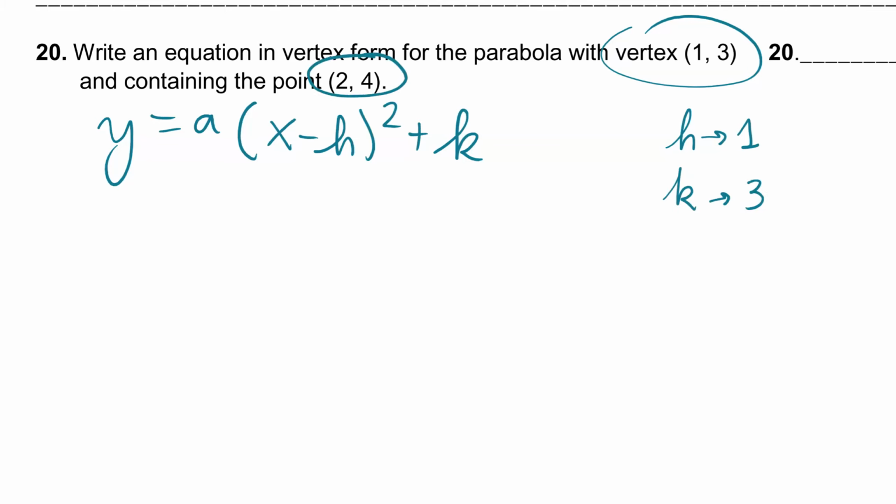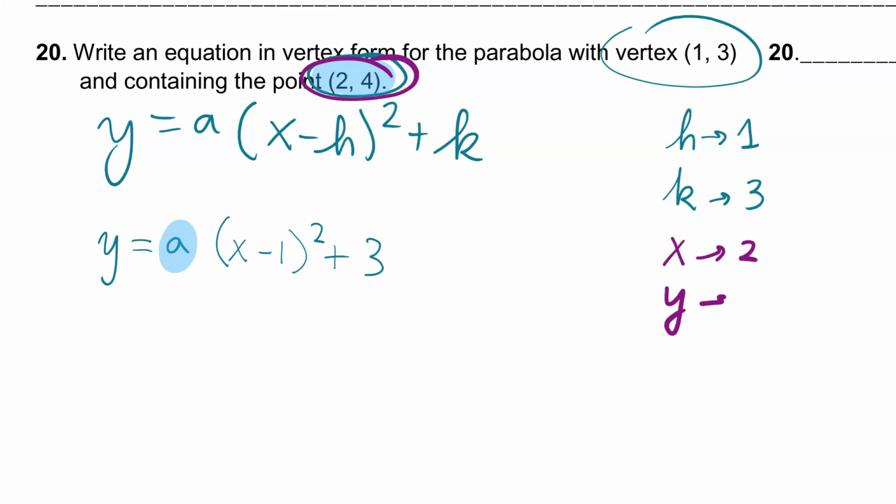And I have a random point, (2, 4). So I have my vertex, so I could write this as y equals a times (x minus 1) squared plus 3. The only problem is, I don't know what this a is. I have to solve for a. That's why I gave you this other point. We could plug this in for y and x, and solve for what a would be. My x is going to be 2, my y will be 4.